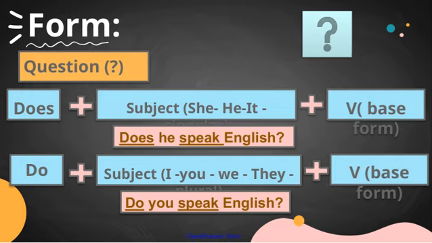This slide highlights the general form. For subjects like I, you, we, they, we use do plus the base verb. For she, he, it, we use does plus the base verb.